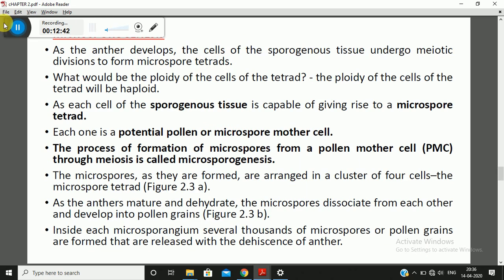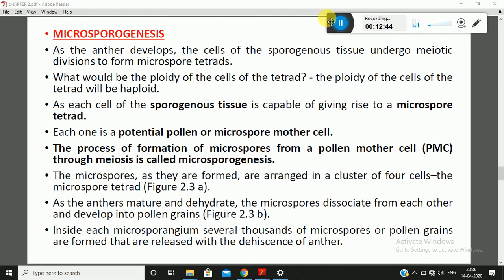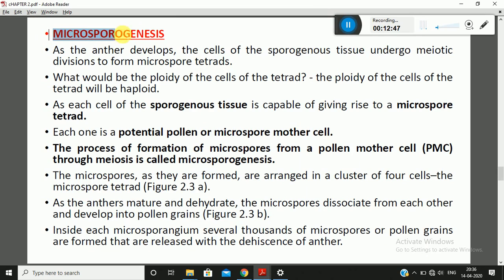Now coming to another part, that is microsporogenesis. Genesis means formation of microspores or formation of pollen grains, basically known as microsporogenesis. Now as we have gone earlier with the structure of microsporangia, now we'll move towards microsporogenesis.